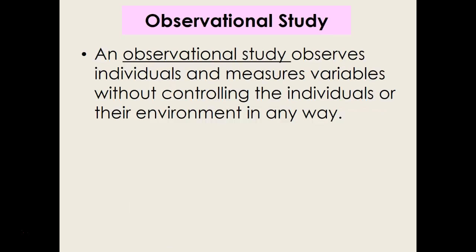Observational studies are a bit different. There is no treatment here. We are going to observe individuals in their environment. Whatever happens naturally, that's what we are observing. And we'll still measure variables, but we're not going to control. We're not going to change the environment in any way. We're not going to ask people or individuals to do anything out of the ordinary. We're just going to observe what happens naturally. Now, both experiments and observational studies have the observational component. We're going to observe in both of them, but experiments have treatments and observational studies do not.